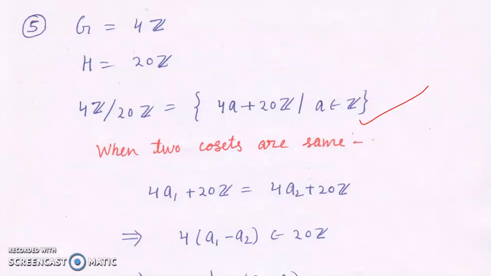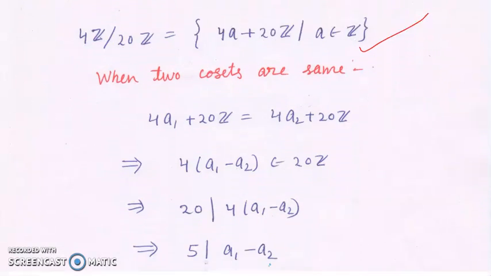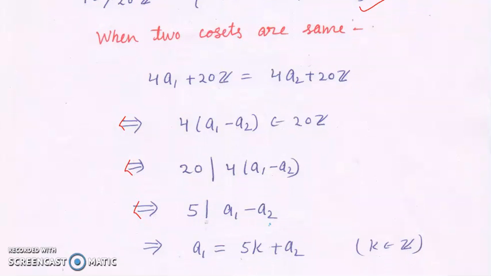Let us see why. Suppose I take two cosets 4a1 + 20Z and 4a2 + 20Z. If they are equal, it means 4(a1 - a2) belongs to 20Z. It means 20 divides 4(a1 - a2), and it means 5 divides a1 - a2. And its converse is also true, you can put the reverse arrow. So it means two cosets are equal if and only if the difference between a1 and a2 is divisible by 5.